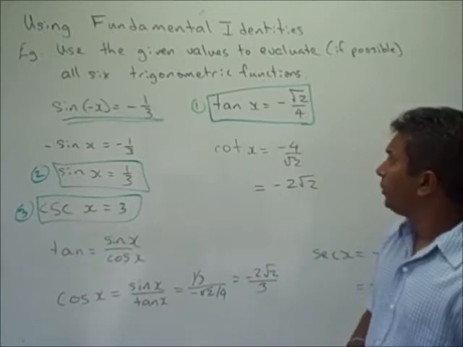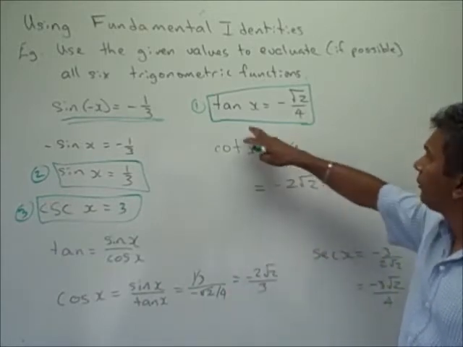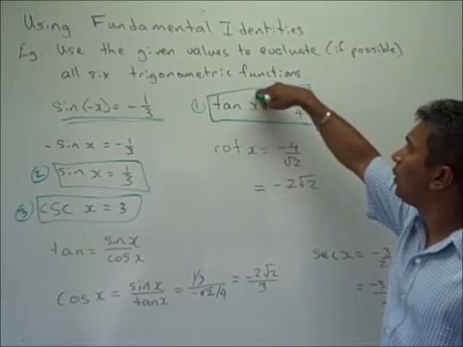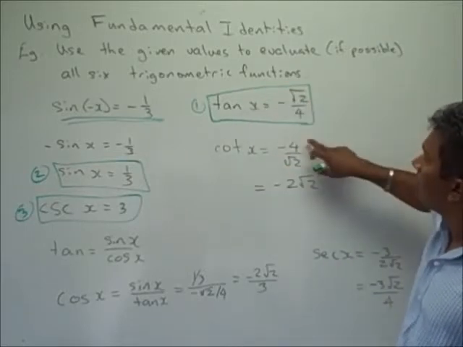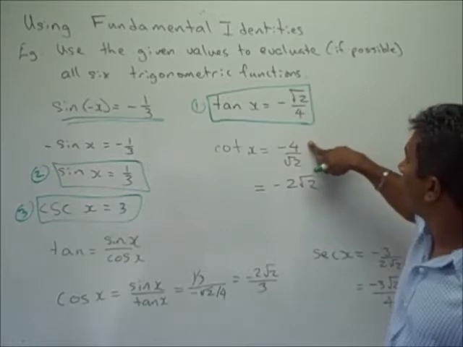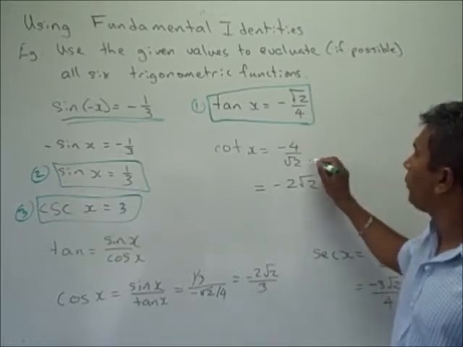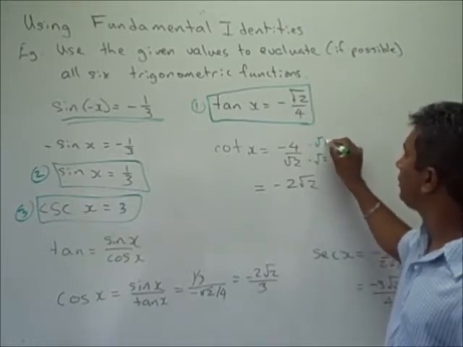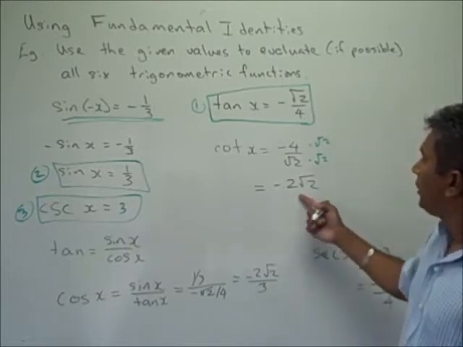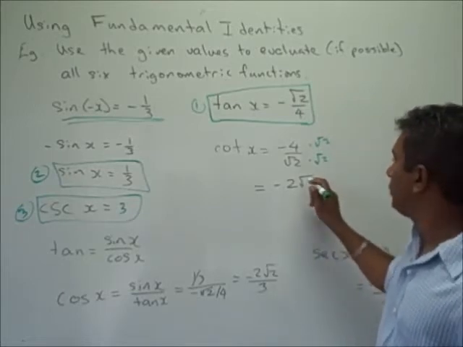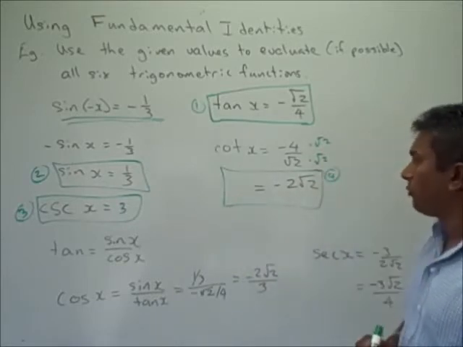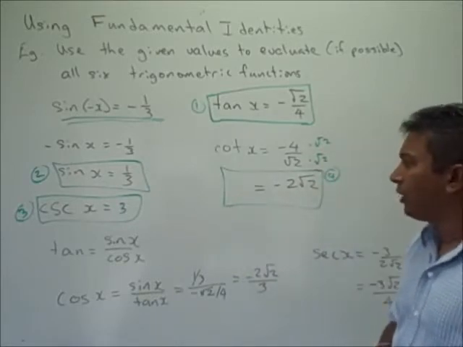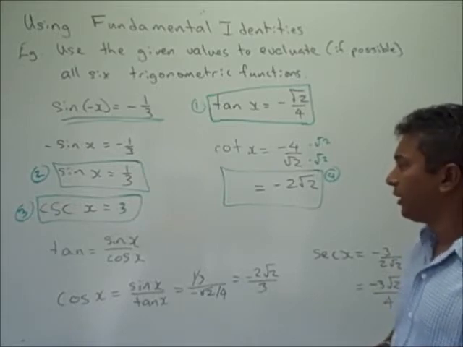We know from the reciprocal identity of tan that cotan is equal to 1 over tan. So it is the reciprocal of tan, so this becomes negative 4 over the square root of 2. By rationalizing the denominator, this gives us negative 2 radical 2. So now we have our fourth trigonometric function. So then all we're left to find is cosine and secant.